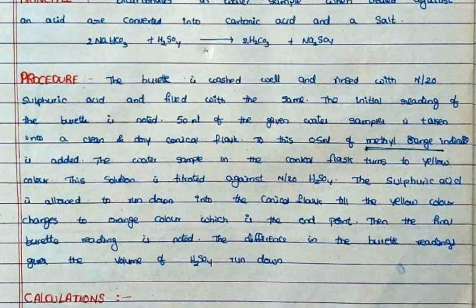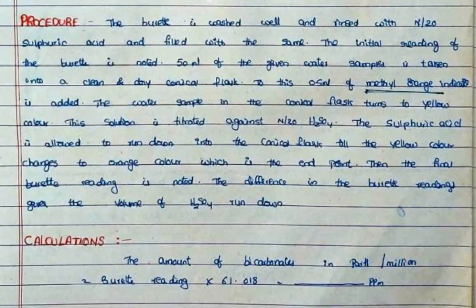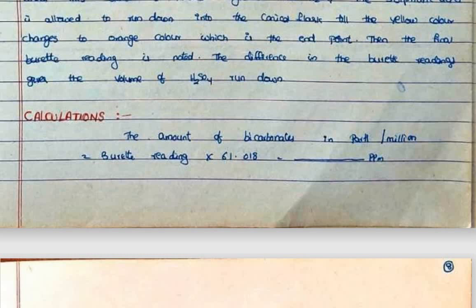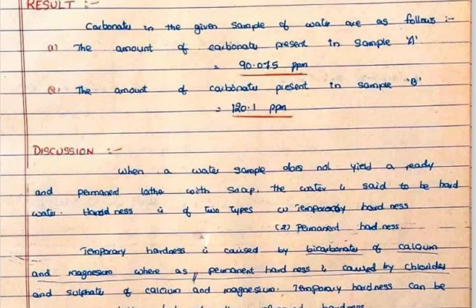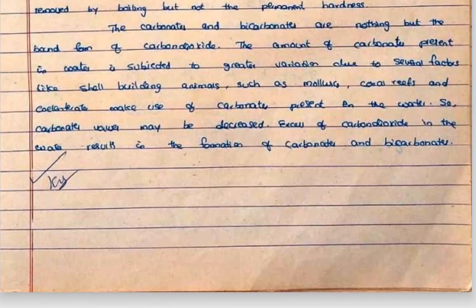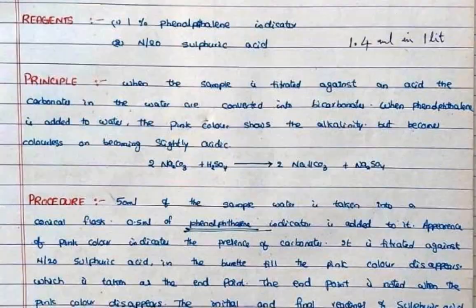So then the final burette reading is noted. The difference in the burette readings gives the volume of sulfuric acid run down. Okay. So calculations: the amount of bicarbonates in the given sample is equal to burette reading into 61.0118. Okay. After that, results: the amount of bicarbonates present in sample A, the amount of bicarbonates present in sample B. Okay. After that, discussion.